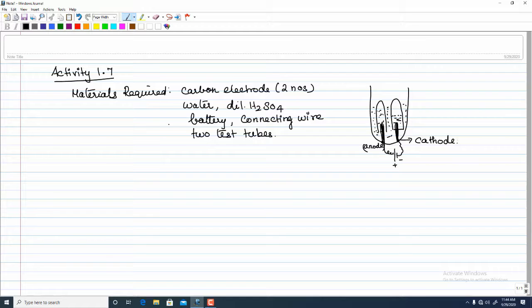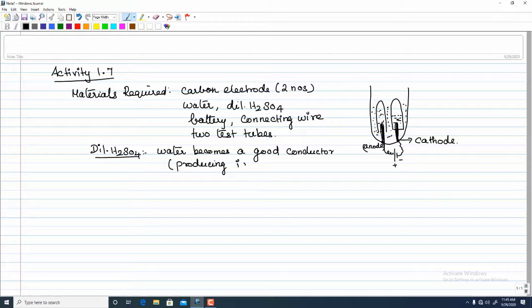The main thing here is that we are using dilute sulfuric acid. What is the role of dilute sulfuric acid? We are taking water in a large amount. By using dilute sulfuric acid, water becomes a good conductor, because the sulfuric acid is able to produce ions in the water, that is H plus and OH minus. Without sulfuric acid, water is a bad conductor. So with the help of sulfuric acid only we are conducting this experiment.